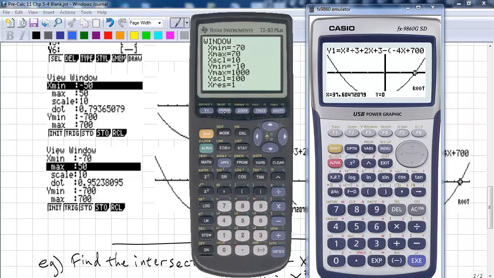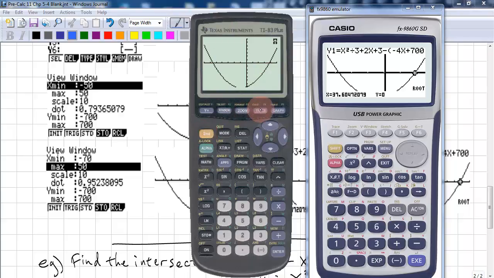And we'll just go ahead and set the window: negative 70 to 50. And we had negative 700 to 700, and our scale is going to be 100. And draw. Now, if you don't set the range big enough, you will have very vertical lines, and that makes it hard to set a left bound and a right bound. So make sure that you have a sufficiently large range to have a slant on your curve. We don't want it to be too vertical.